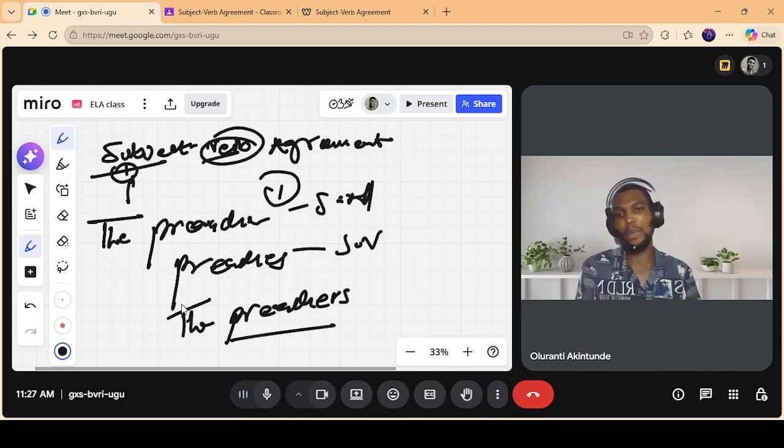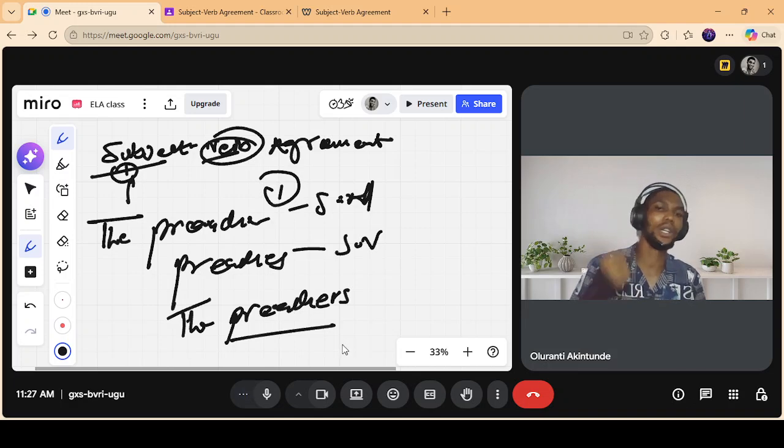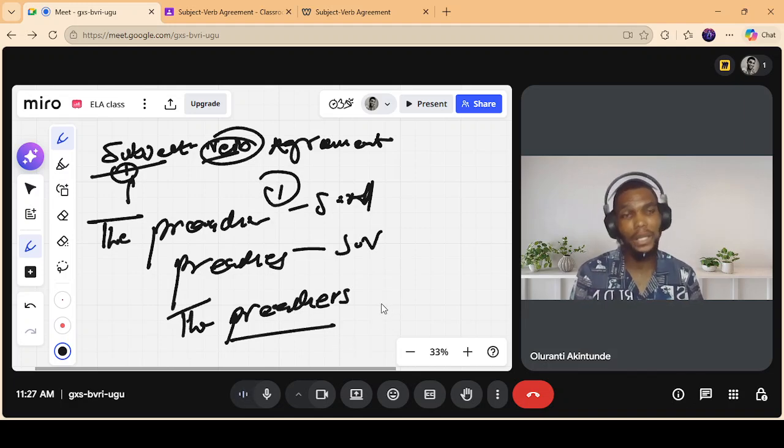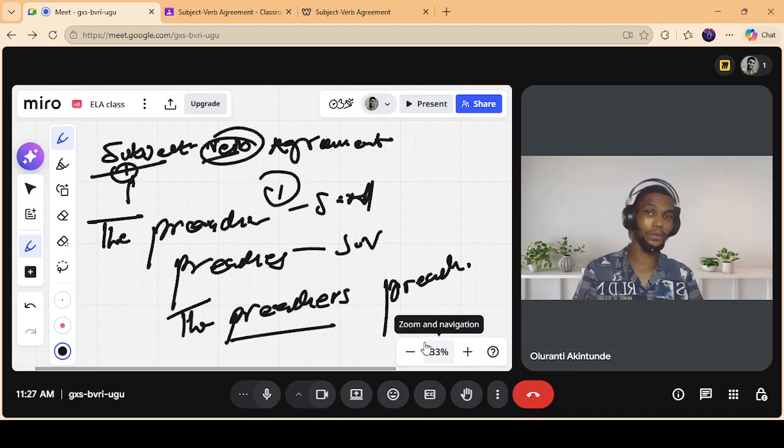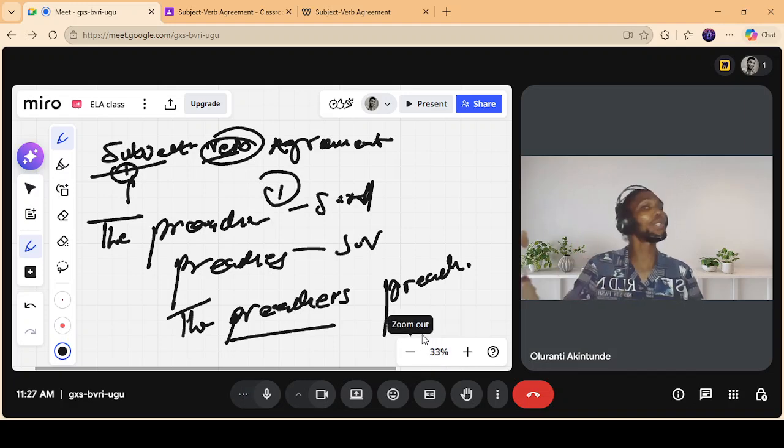Right. So here we have the plural subject, the preachers. So naturally, the verb that comes should also be in the plural form. The preachers preach well. Not the preachers preaches well, or the preacher preach well. The preacher preaches well. The preachers preach well, right? So singular subject, singular verb, plural subject, plural verb, right?